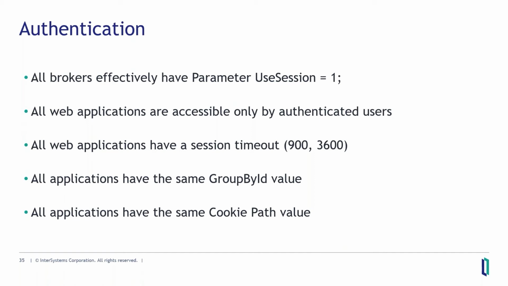Next, all applications are accessible only by authenticated users. They all have a reasonable session timeout, not 5, not 10, but something more reasonable: 300, 900 seconds, even more. All applications have the same GroupById value, and all applications have the same cookie path value. If these conditions are satisfied, then your user would be asked to log in once, and he would consume one license slot and have one session. That's about it for authentication.